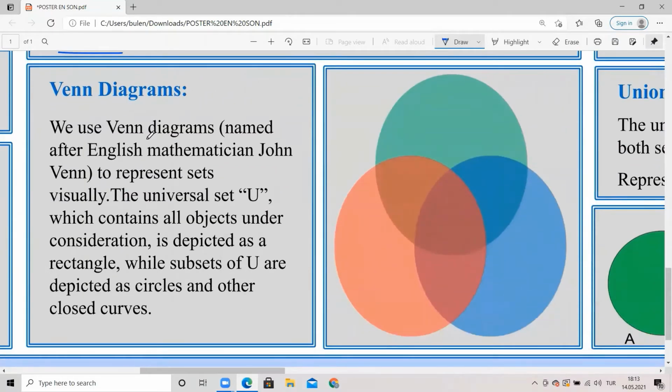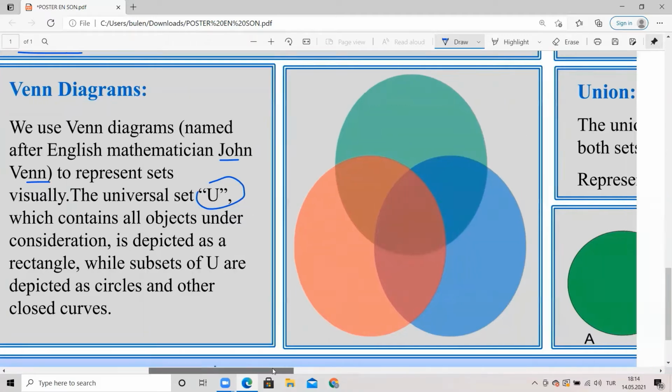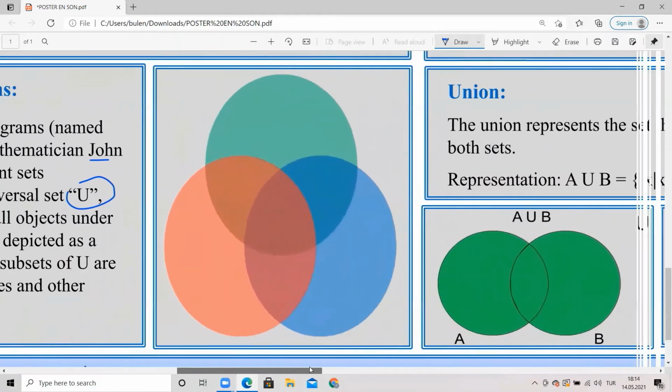Now, Venn diagrams. Venn diagrams are used to visually represent sets and are named after John Venn, an English mathematician. The universal set U, which contains all objects under consideration, is depicted as a rectangle, and all subsets of U are depicted as circles and or other closed curves within U.